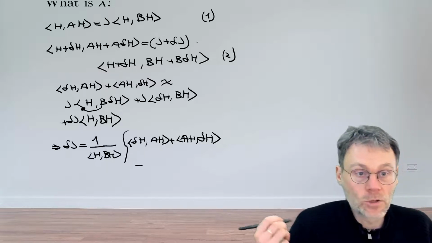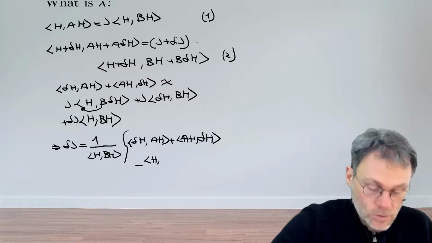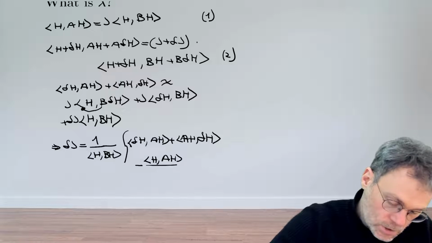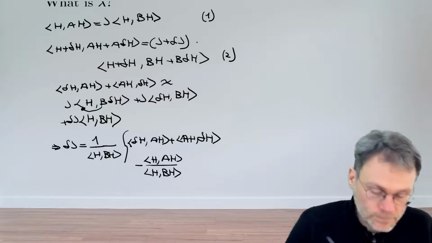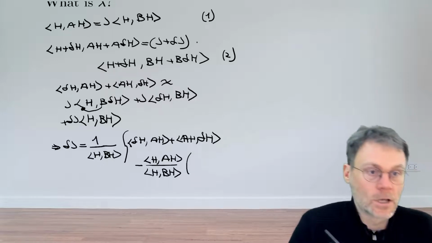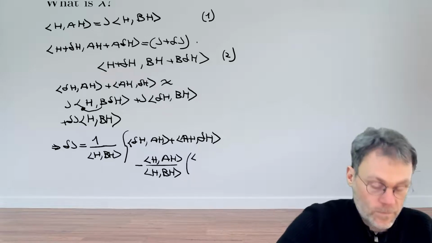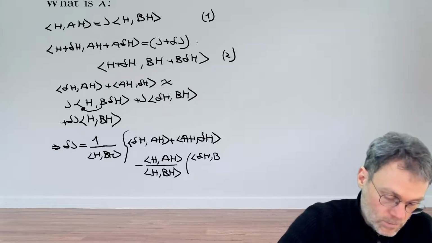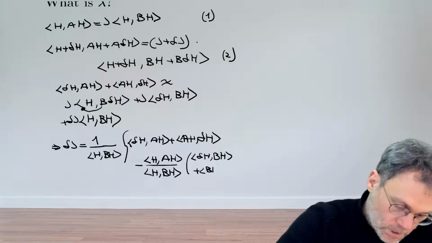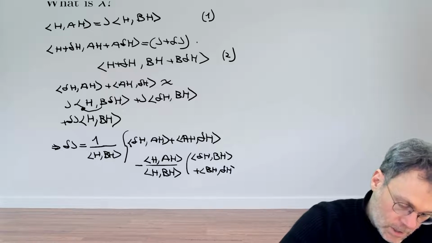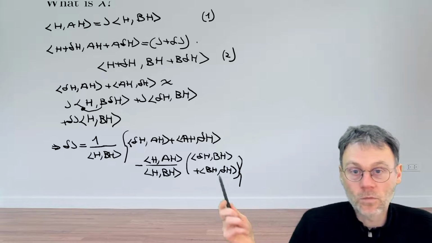Now we know what that J is, so we can resubstitute that here. So that's just our variational form. So that's H AH divided by H BH. That's our variational form. And then we have in between brackets two more terms of a very similar form. So we have delta H BH plus BH delta H. Okay. So this is what we have here.